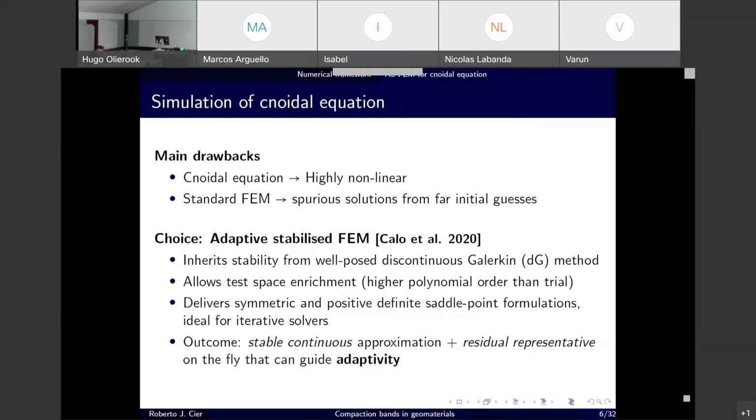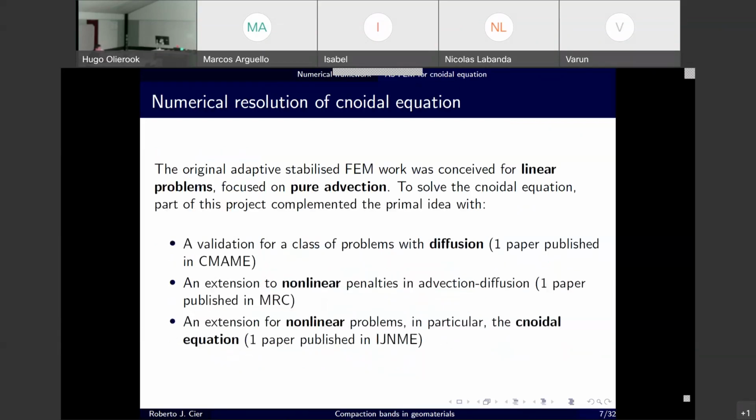This method inherits all the stability properties from these continuous Galerkin methods. It allows us to have an enrichment in the test space functions, so I can have different polynomial degrees without losing any of these properties. I can use iterative solvers related to it because I've got a saddle point formulation at the end, and I've got a stable solution, and then I've got a residual representative, which is a variable that helps me to guide adaptivity on the fly. So I can do both things at the same time.